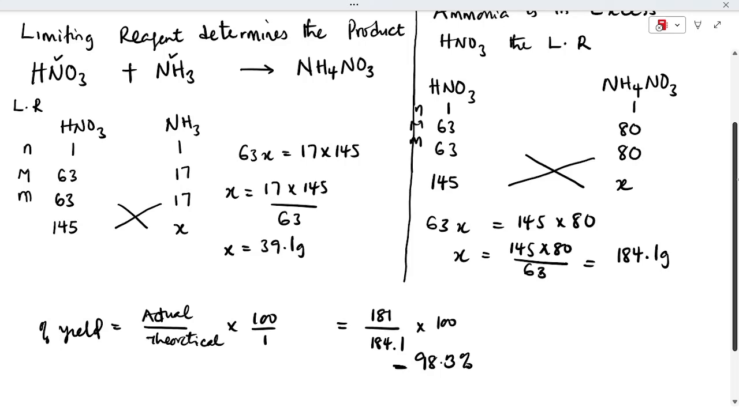All right. So this is how you deal with limiting and excess reagents. One more example, and we'll be done with stoichiometry.